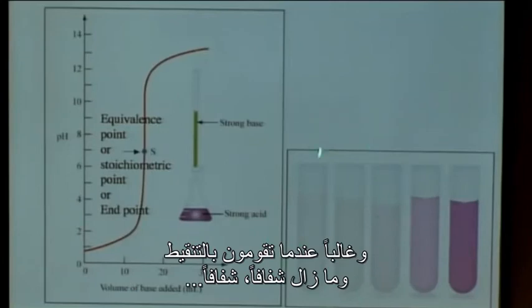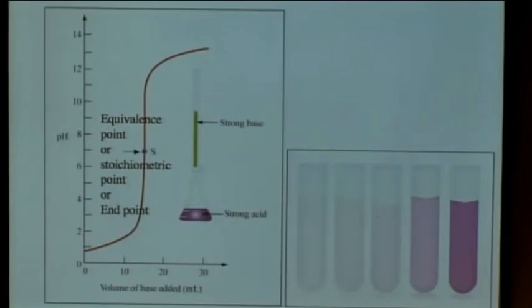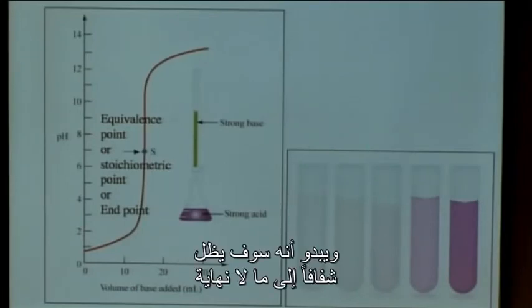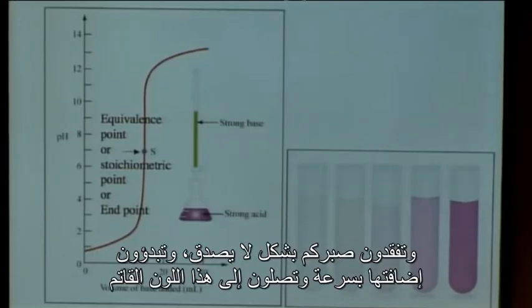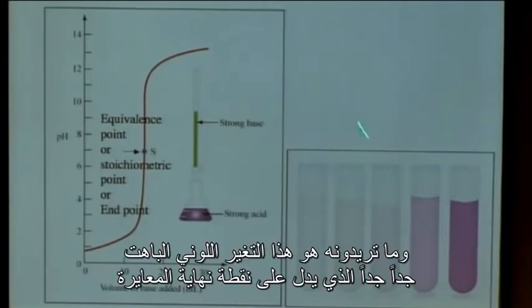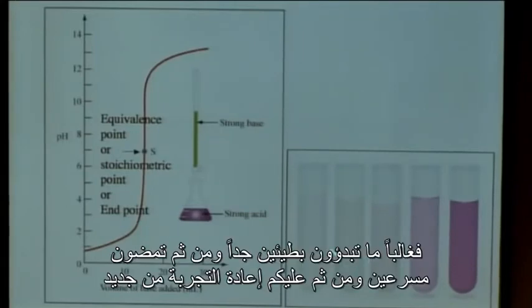And often you're adding, and it's clear, clear, clear for what seems to be forever. And just as you get incredibly impatient, you start adding it faster, and you go all the way to this dark color. And what you want is this very, very light changed color that indicates the endpoint. So you usually go too slow and then go too fast and then have to do the experiment over again.